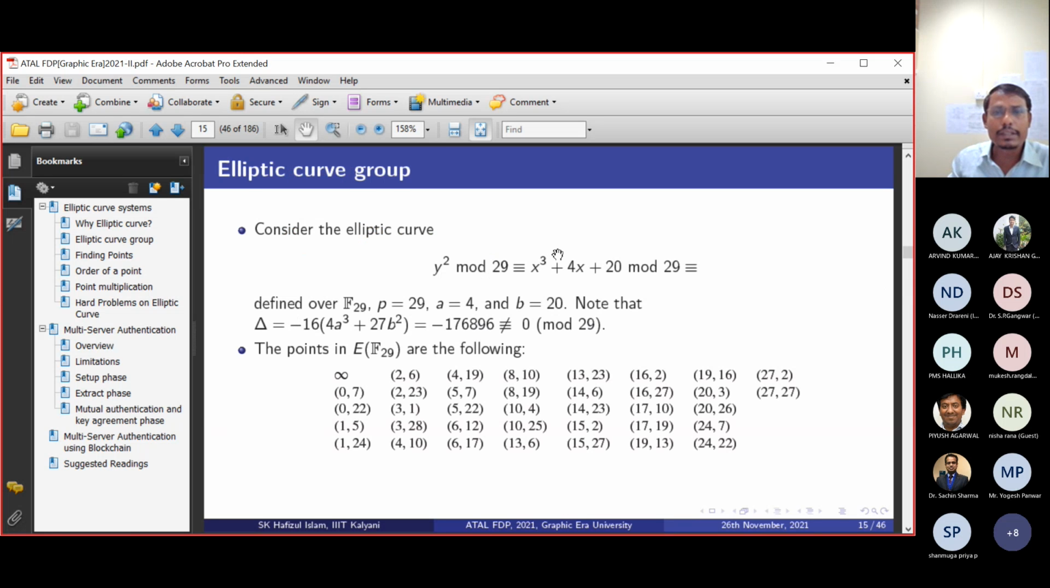Here I have just taken an example for this particular curve, right? Sorry, this sign should not be there. Here we have taken p equal to 29, a prime number, a equal to 4 and b equal to 20, and from this elliptic curve we derive all these points.